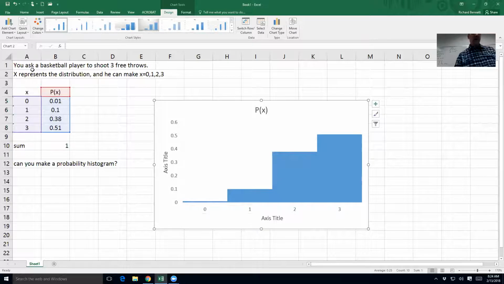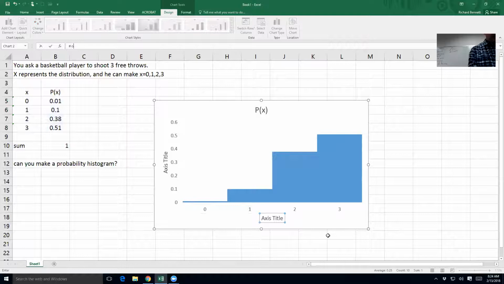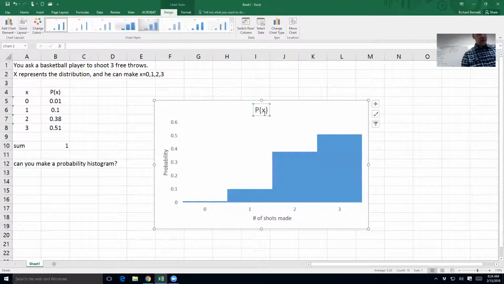All right, what should I put down here? Number of shots made. What's this? Percentage of shots. All right, yeah, percentage, or you could also put probability. Okay. And this is probability of shots made out of 3. Okay.